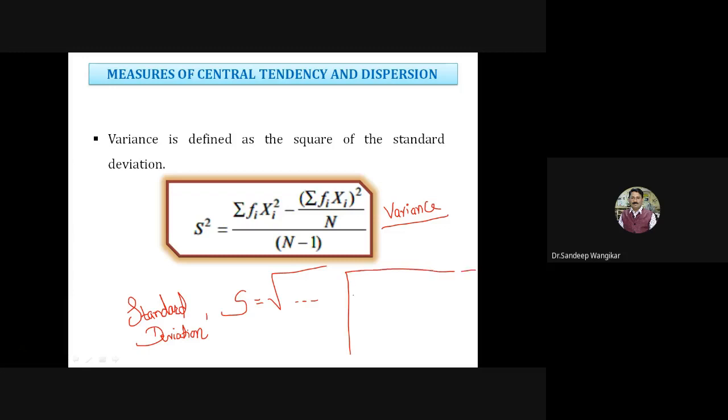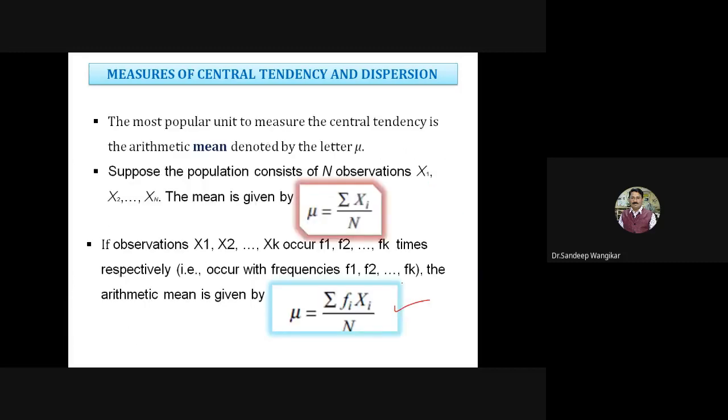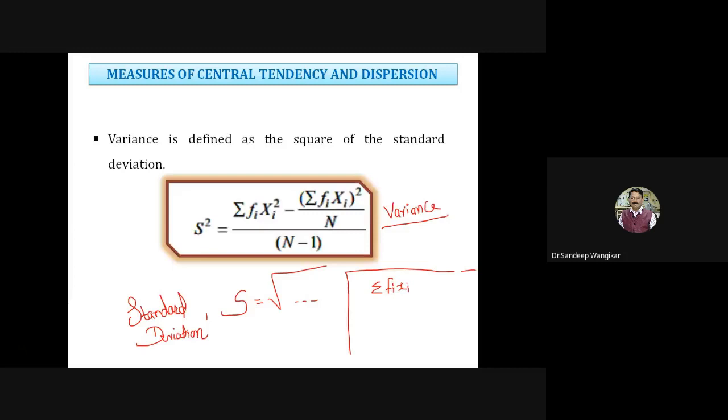So whatever the numerical is given, I have to go for first summation fi xi. If you see here, fi xi is required for mean. So I will calculate summation fi xi, and I will calculate summation fi xi square. And this fi xi bracket square, I can square this.